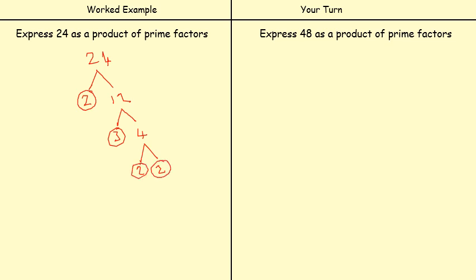Both of these are prime numbers, so I'm going to circle them both and then write out 2 times 2 times another 2 multiplied by 3, and I'm going to say that is equal to 24. If I were going to write that in index form, I've got 2 times 2 times 2. It's 3 2's multiplied by themselves, that's 2 to the power of 3, multiplied by 3, and that equals 24.